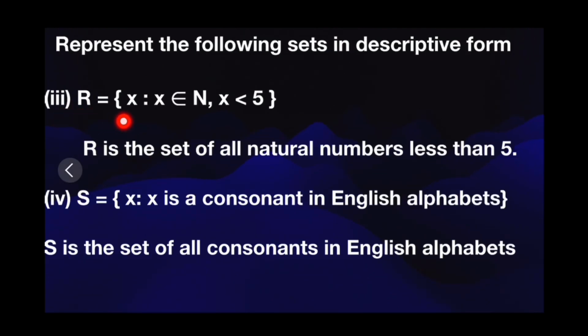Number 3. R is equal to x such that x belongs to N, x is less than 5. R is the set of all natural numbers less than 5 because it belongs to N, that is the set of natural numbers. Number 4, S is equal to x such that x is a consonant in English alphabet. S is the set of all consonants in English alphabet.